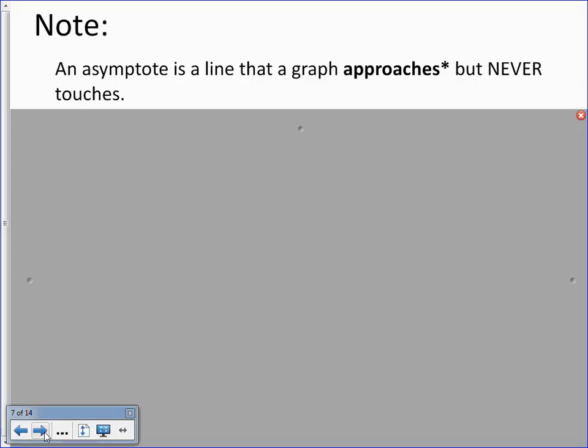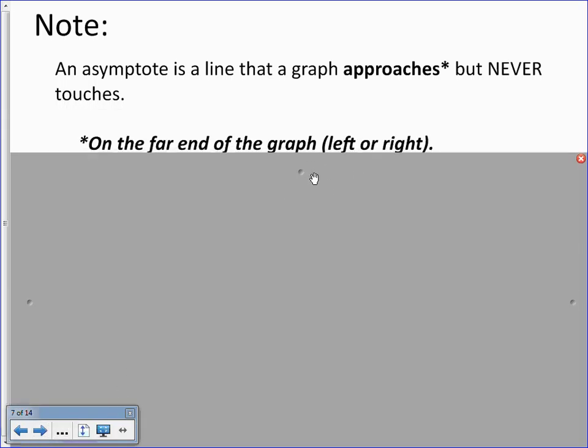I do have a little disclaimer there. That's what my asterisk is for. We shouldn't run into this issue, not even in our next chapter, which is most often the chapter where this happens. It's rational functions. But it is possible in rational functions to have an asymptote that your graph crosses. But it does it in the middle of your graph.